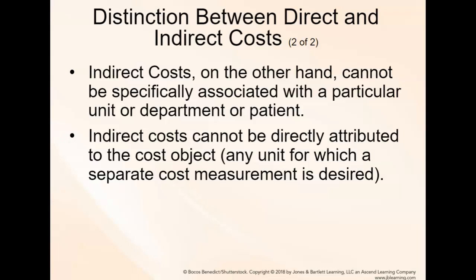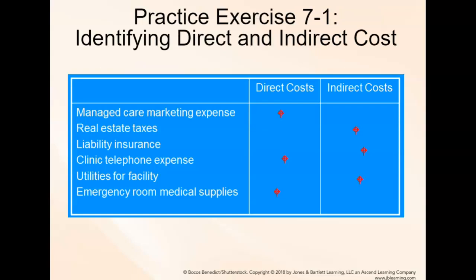Because they are shared, indirect costs are sometimes called joint costs or common costs. As a rule of thumb, if you can say yes to the below question, then the cost is an indirect cost. And that question in the book is, must this cost be allocated in order to be assigned to the unit, such as a department? So review that. Please let me know if you have any questions.